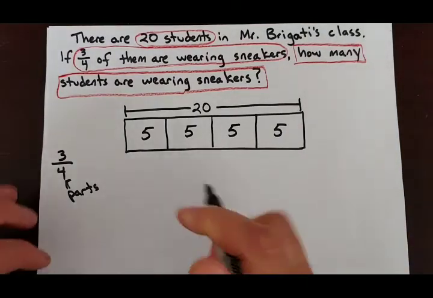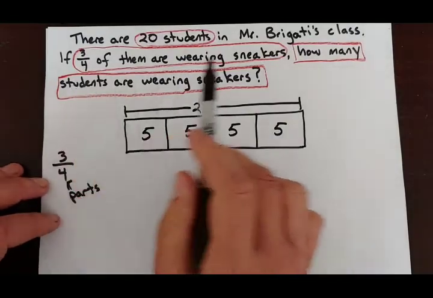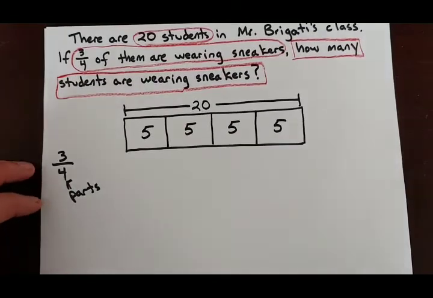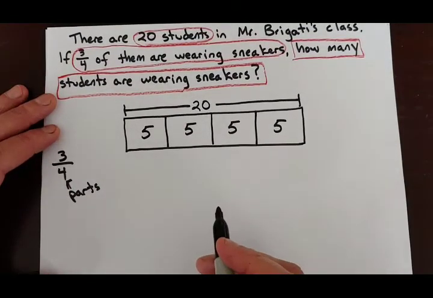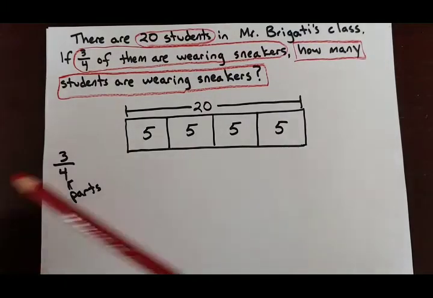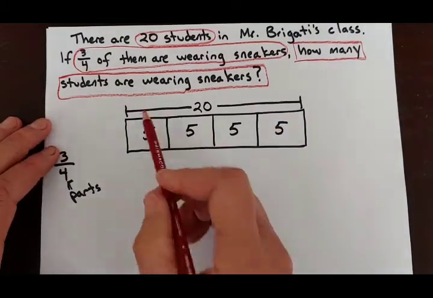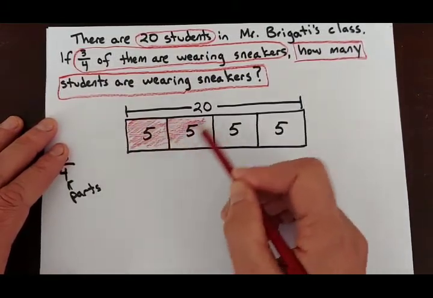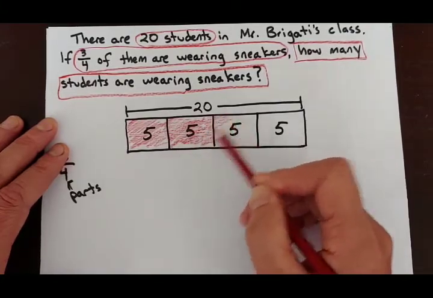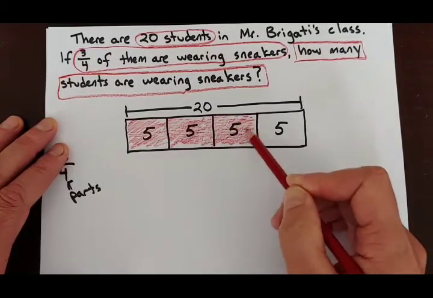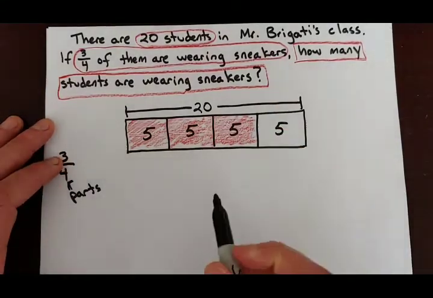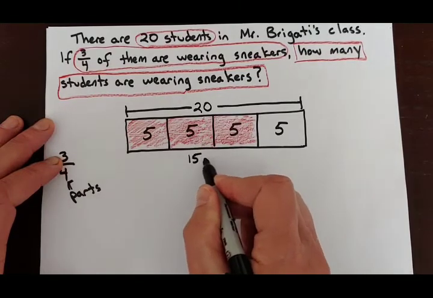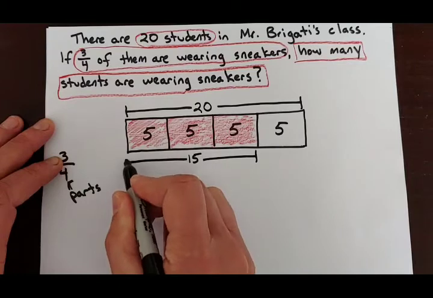So I know that each fourth is 5, and I want to know how many are wearing sneakers, so I want to know what 3/4 is. So how do I find 3/4 of this tape diagram? You know what? Let's use some shading. Okay, so 1/4 is that. 2/4 would be this many, and then 3/4 would be that many. And when we would label that on our tape diagram, we would put that number 5, 5, and 5 at the bottom, 15. So 3/4 of 20 is 15.